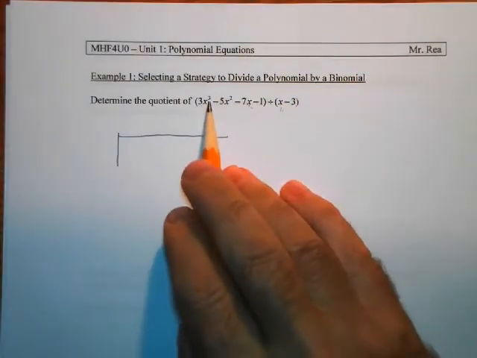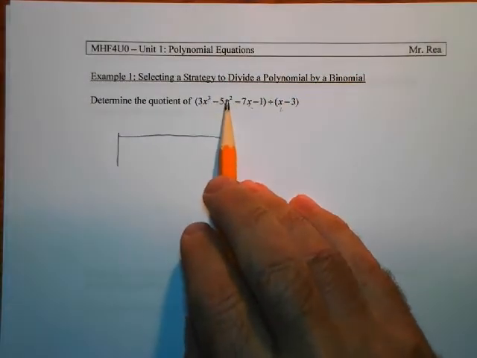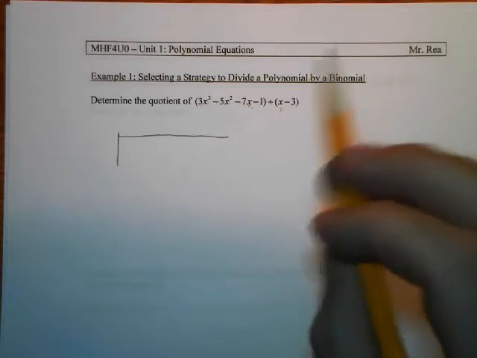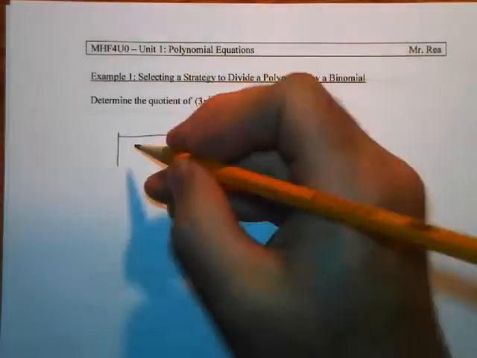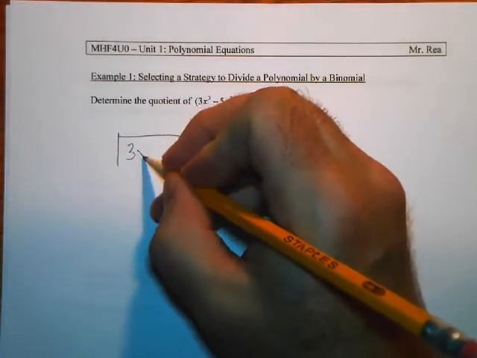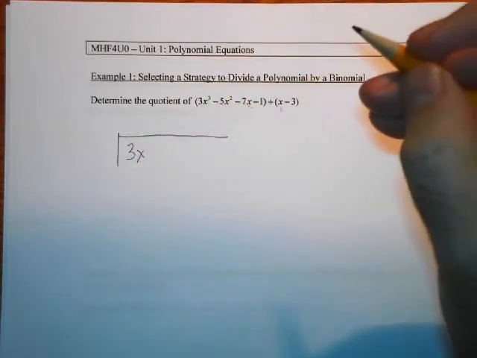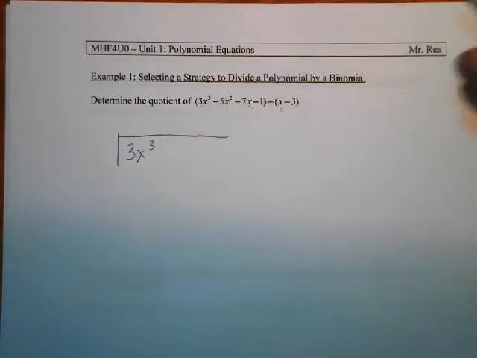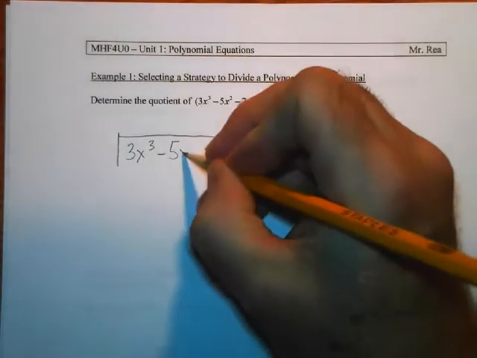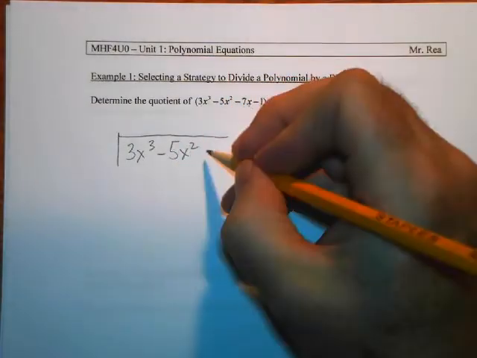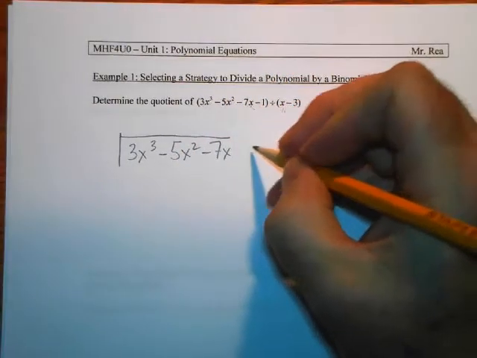Now, you notice the dividend is already in descending order of degree of term. That has to be what you do here. So if you happen to get a polynomial, and maybe you'll get one in the next few questions, that's not already written in that order, then you're going to have to do that.